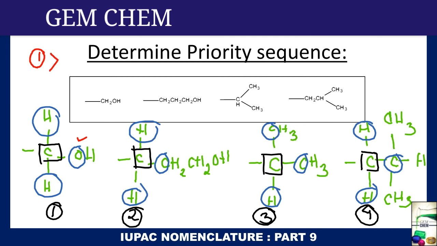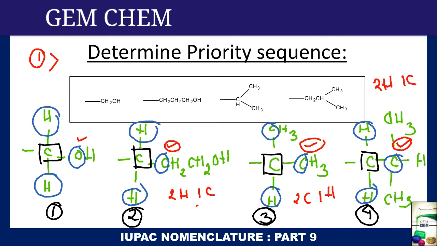Next we go for this, that is this one and this one. So if we look into this, this has 2 hydrogens and 1 carbon, whereas this has 2 carbons and 1 hydrogen, and this has 2 hydrogens and 1 carbon. So carbon has more atomic number, so this has more carbon, so this has the second sequence.